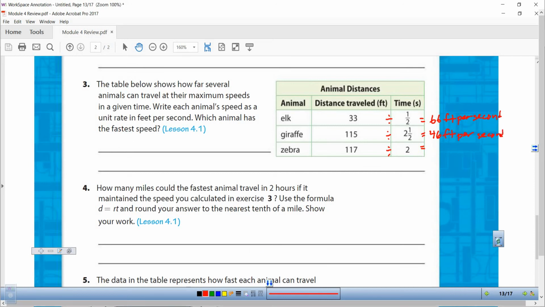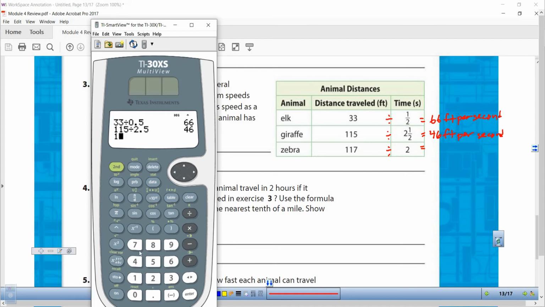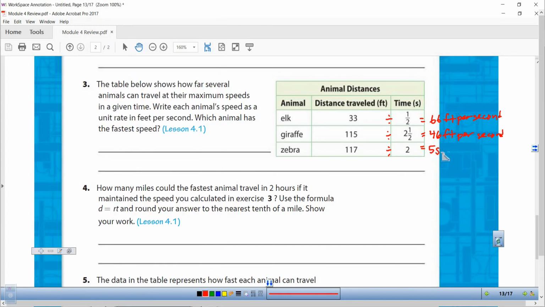Okay. And then finally for the last one, I'm going to do 117. This is for the zebra. 117 divided by 2. And that one's going to give me 58.5 feet per second. Okay? All right. So, write each animal's speed as a unit rate in feet per second. We did that. Which animal has the fastest speed? Well, it sure looks like that would be the elk. And the elk speed is 66 feet per second.